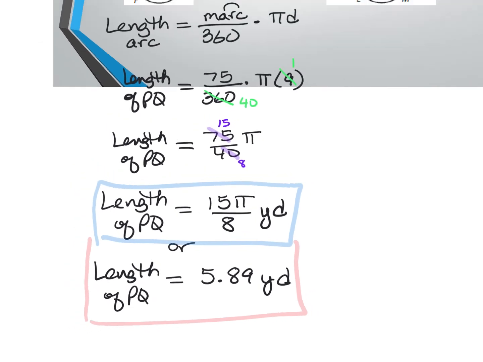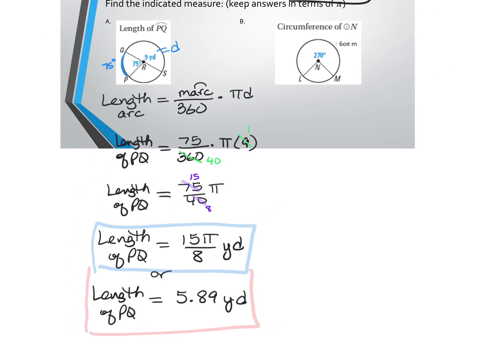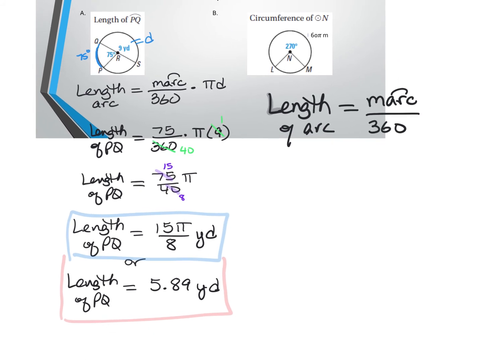For the next one, they want us to find the length of the circumference. So for this one, I'm going to be using length of the arc is equal to measure of the arc divided by 360. And instead, I'm just going to put capital C here, which is going to be the circumference, which is what they're asking me to find.